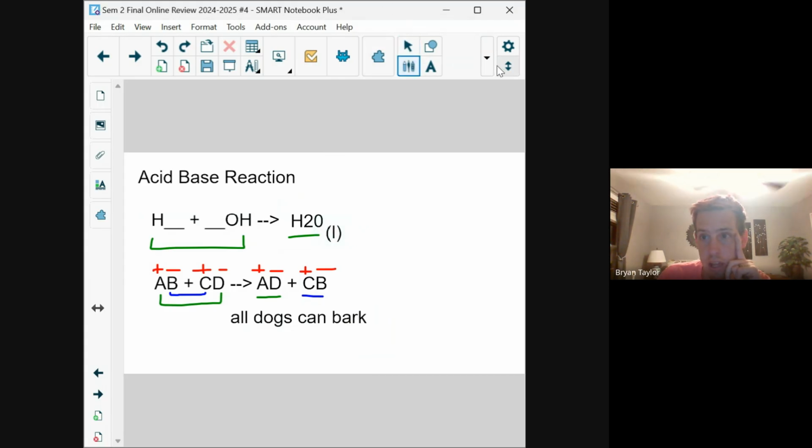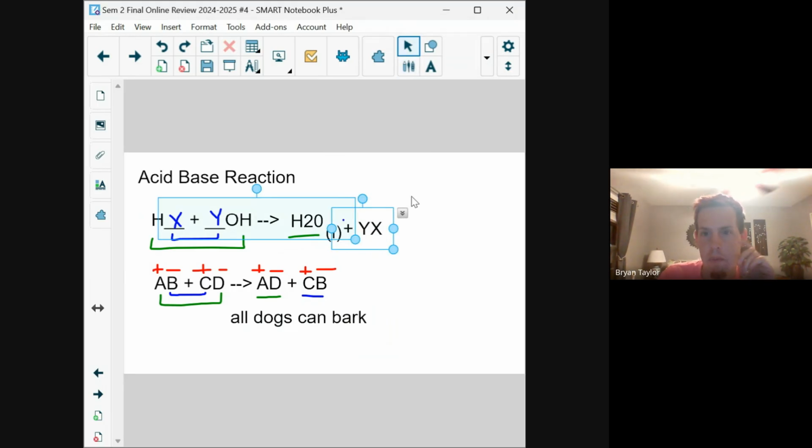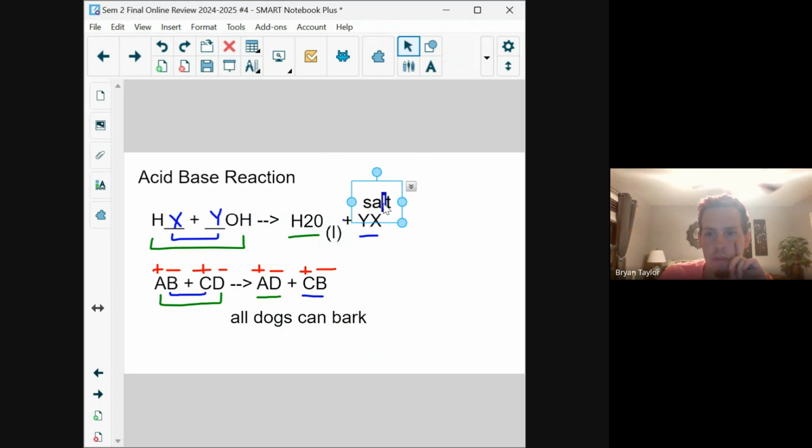And the other thing is we need to put these two things together. Let's just call it X and Y because it could be anything. Again, Y would have to be first. This is a salt, always. This is always a salt. Always a salt. And salts are aqueous. So, long story short, an acid-base reaction always makes a salt and water.